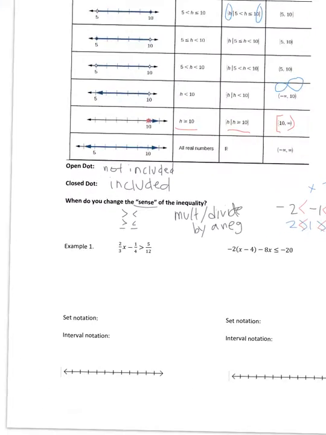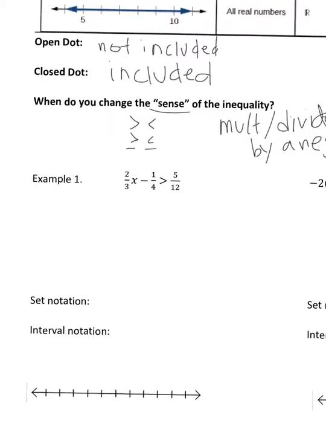So solving inequalities works just the same way as solving an equation, except you have to be careful about changing the sense of the inequality, and you can put your answers in set notation, interval notation, and there's a graph to it. So in this case, I'm going to look at all these fractions, and I'm going to multiply both sides by the least common multiple of the denominators in order to clear fractions. So I have a 3, 4, and 12, so I'm going to multiply everything through by 12.